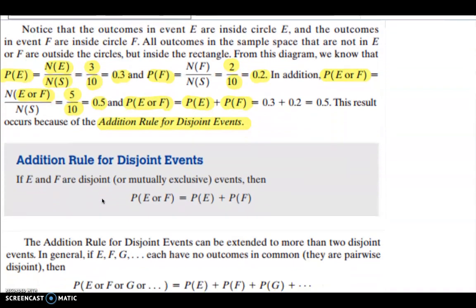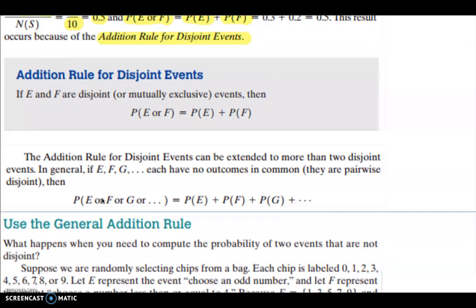And here is that addition rule for disjoint events. If 2 events, E and F, are disjoint or mutually exclusive events, then the probability of E or F is just the sum of the 2 probabilities because there's no overlap, so we can simply add them together. Now, this addition rule for disjoint events can be extended to more than 2 disjoint events. If you have the probability of E or F or G and so on, and all of these are mutually exclusive, then you just add each of the individual probabilities up. So that's when we're disjoint. There's no overlap.